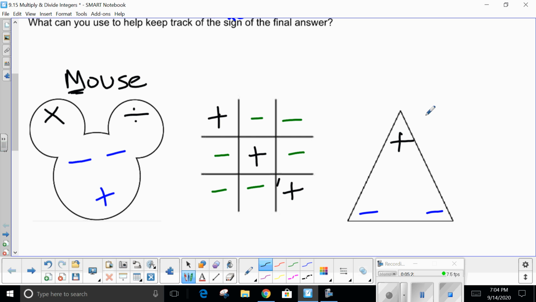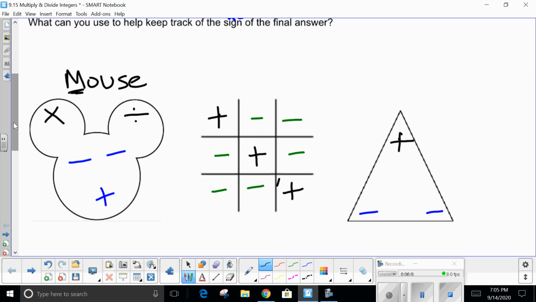And then a third method would be the triangle. You put two negative signs down in the bottom of the triangle and your positive sign up here. And then you read it in any direction you want around the corners of the triangle. So we say a negative times a positive equals a negative. Well, what if we had a positive times a negative? Well, that answer would be negative. So this is referring to the signs of your final answer, but you're going to have to do the calculations on the actual whole numbers.